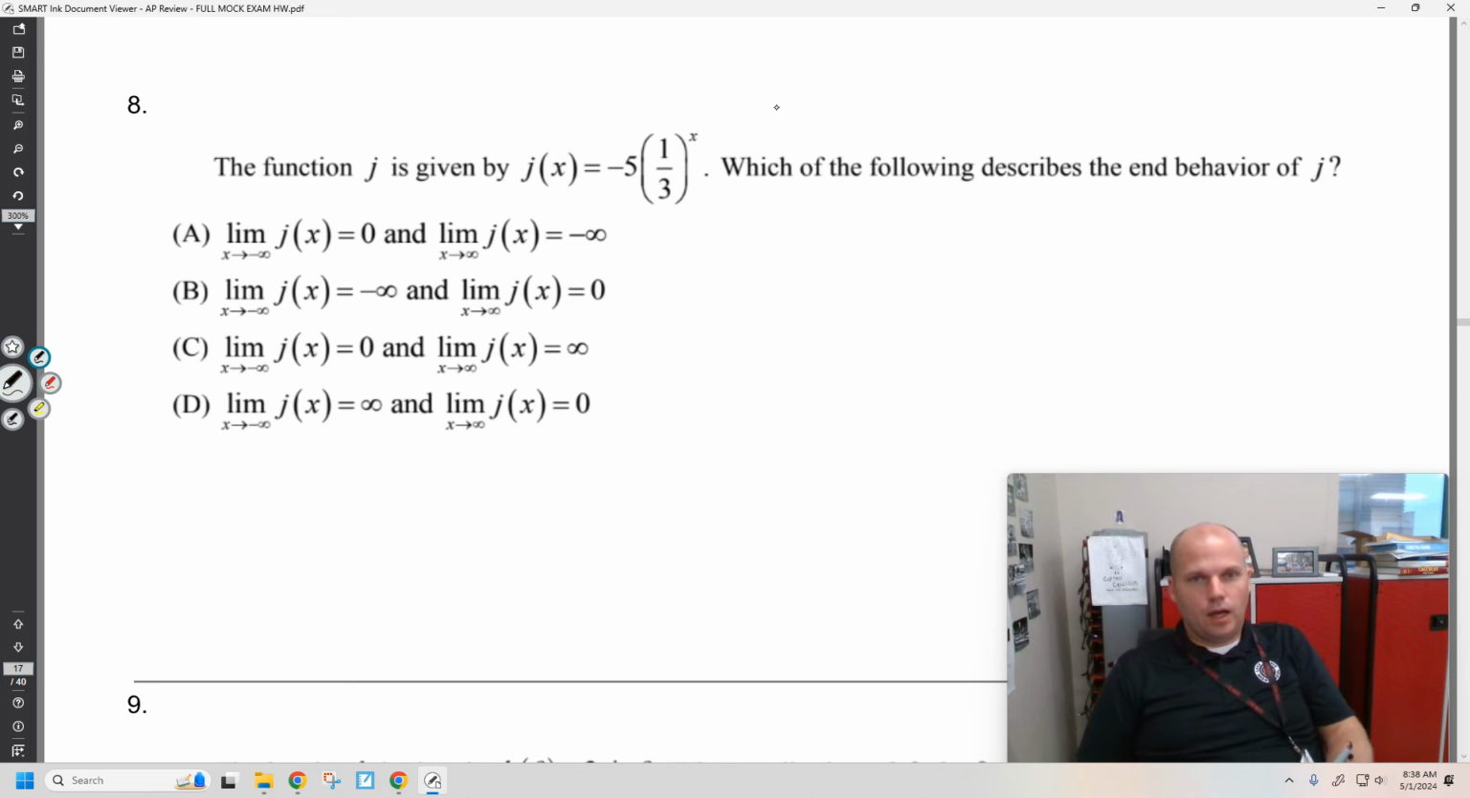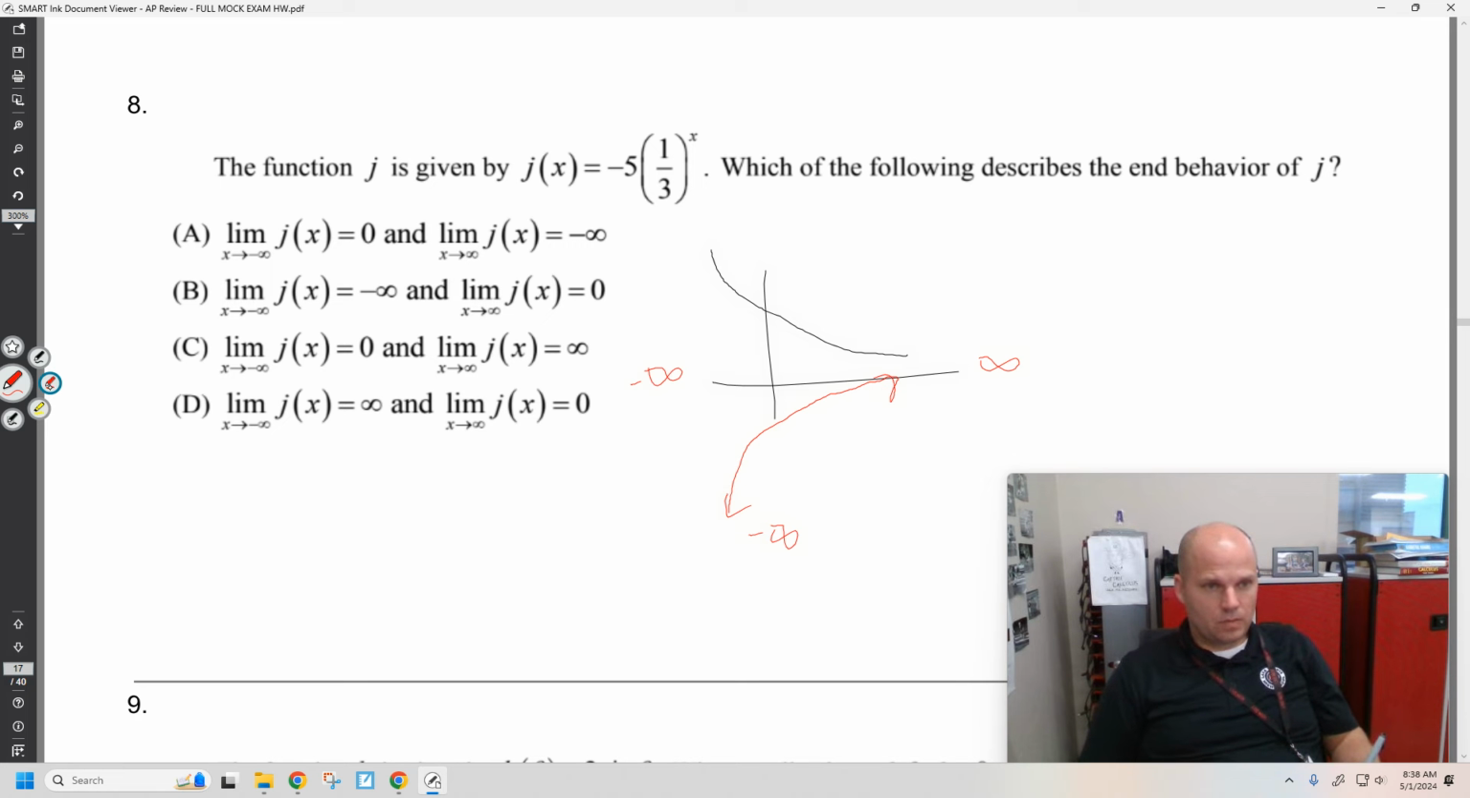It's an exponential decay, which starts out like this, but I'm going to reflect it using that negative 5, and it'll end up like that. So as I go towards negative infinity, I'm going to go towards negative infinity. As I go towards positive infinity, I'm going to go towards y equals 0. So negative infinity, positive infinity.